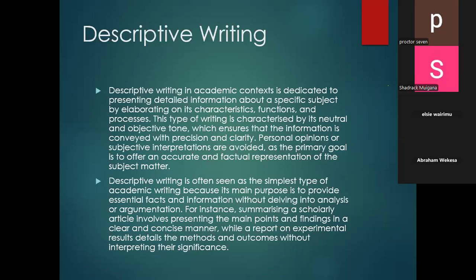So descriptive writing is seen as the simplest type of academic writing because its main purpose is to provide essential facts and information about something. There is no analysis, there is no argumentation. And this, as I said last time, argument rules the world. So in academic writing, if you do not argue, then you are doing description, and so your paper will not be taken seriously.